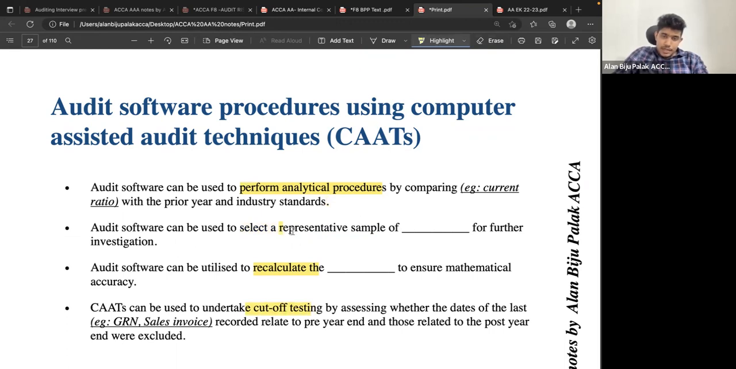Sometimes the examiner might ask you to write software procedures for revenue or receivables. Then you can mention that audit software can be used to perform analytical procedures by comparing receivables days with the prior year and industry data. Audit software can be used to select a representative sample of receivables for further investigation, and to recalculate the allowance for receivables to ensure mathematical accuracy. CAT can be used to undertake cutoff testing by assessing that the dates of the last sales invoices and sales returns relate to the pre-year end, and those related to the post-year end were excluded. So this is what you can do as part of the audit software procedure.